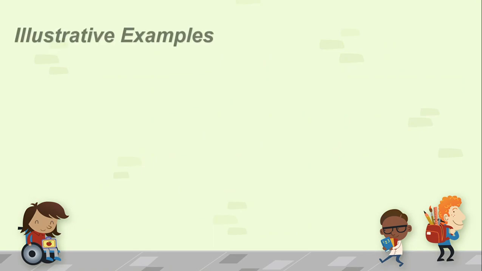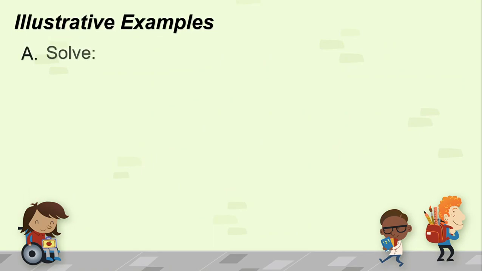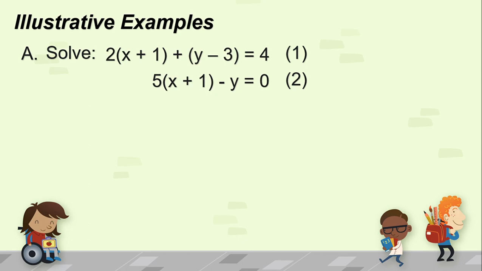So for our first example, let's solve 2 times the quantity of x plus 1, plus y minus 3 is equal to 4, which is our first equation, and 5 times the quantity of x plus 1, minus y is equal to 0, which is our second equation.